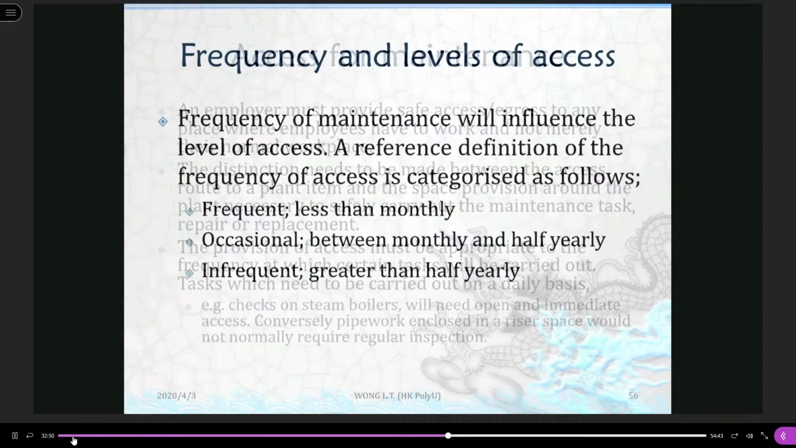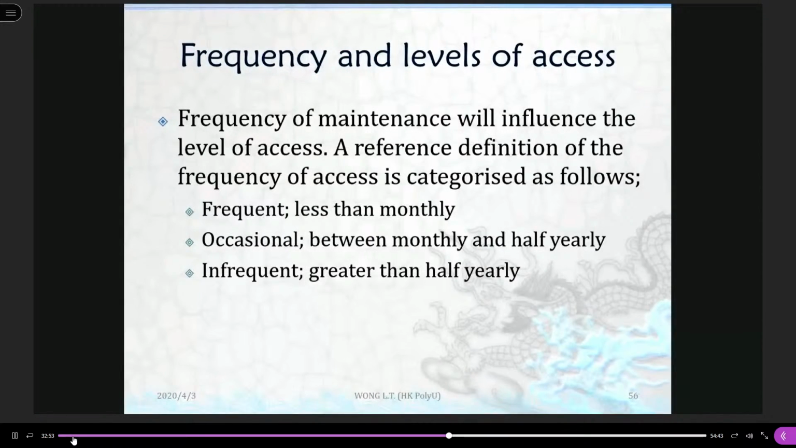The frequency of the maintenance will influence the level of access. A reference definition here, just for example, of what is frequent, what is occasional, what is infrequent. Just for example, more often than monthly may refer to frequent. So a weekly check or daily check is frequent, and a monthly check is probably borderline between frequent and occasional. Half a year, quarterly, occasional. More than that, infrequent. So this gives us some idea. Sometimes it is not perfect for the site condition, but at least we have some information.